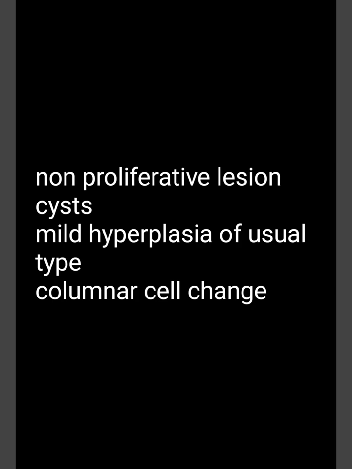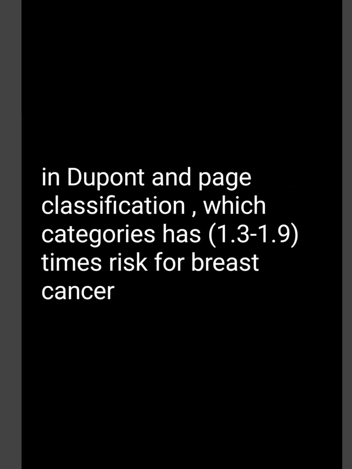Which classification categorizes risk of breast cancer due to pre-existing lesion in breast? DuPont and Page classification. In DuPont and Page classification, which categories have no risk for breast cancer? Non-proliferative lesion, cysts, mild hyperplasia of usual type, columnar cell change.